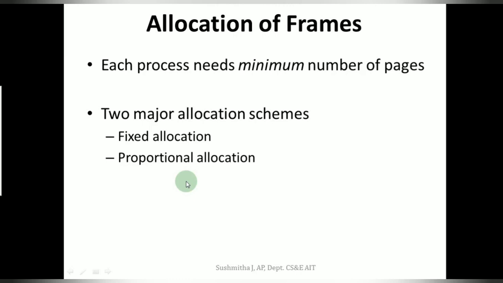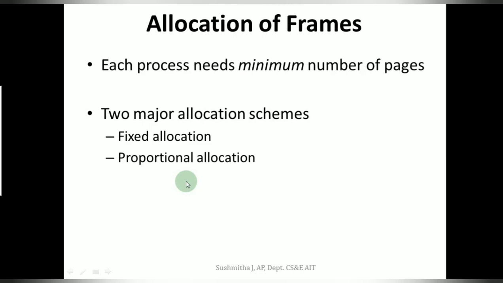Now what is fixed allocation? If I have 20 frames, I could give 10 frames to each process, allowing 2 processes in main memory. Or I could give 5 frames to each, allowing 4 processes, which would increase my degree of multiprogramming. So basically, fixed allocation divides the main memory into a fixed number of frames per process.